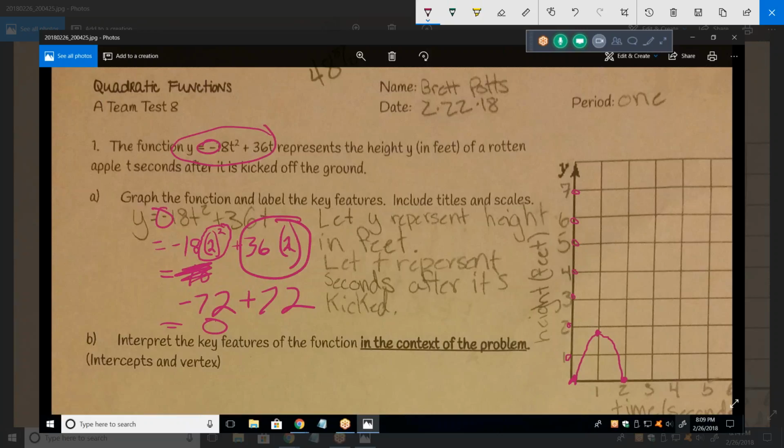0 and 0, or 2 and 0? Correct. What's the vertex? 18 and 2, 18 and 1, or 1 and 18. 1, 18.